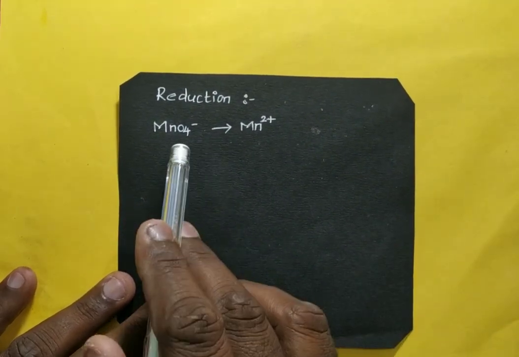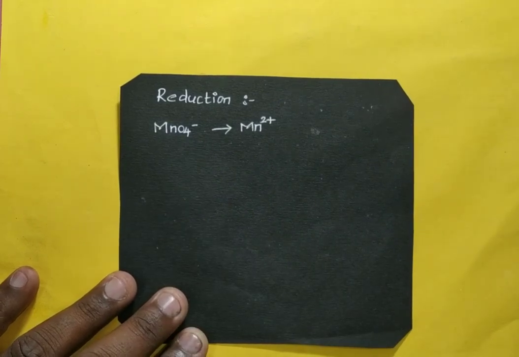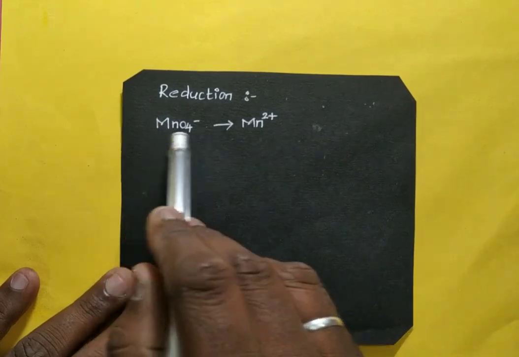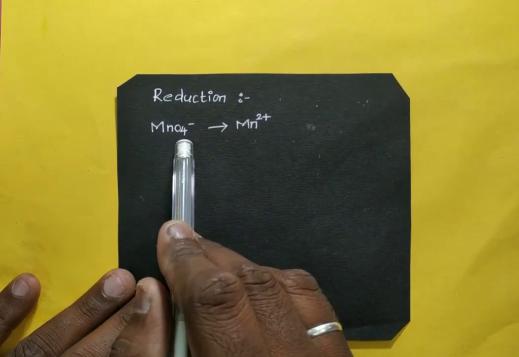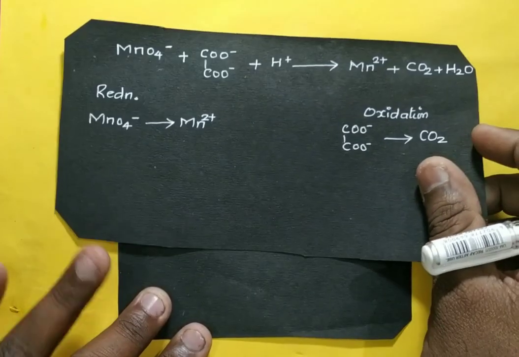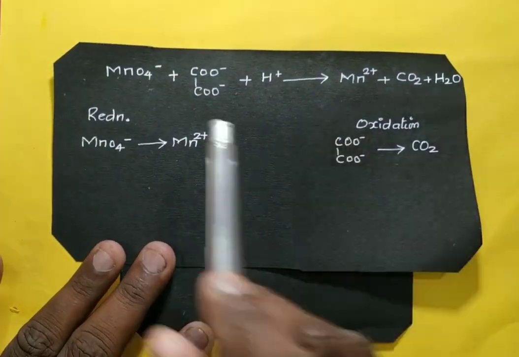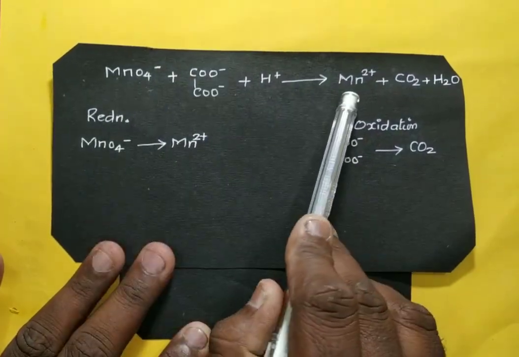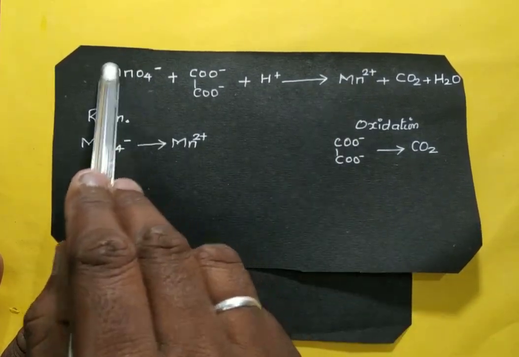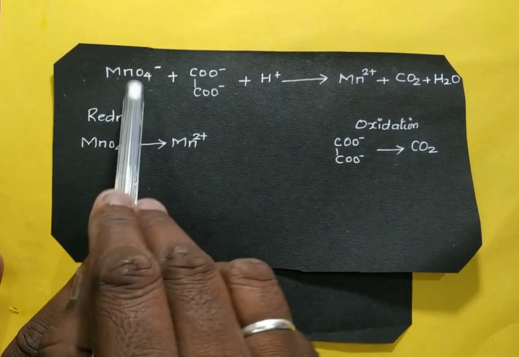So here we have to check the oxidation number of the metal. Let's check the MnO4 minus ion getting converted into Mn2 plus ion. That is the reaction given to you: MnO4 minus ion to Mn2 plus ion. The Mn is getting converted into Mn2 plus, so here we have to find out the oxidation state of Mn.